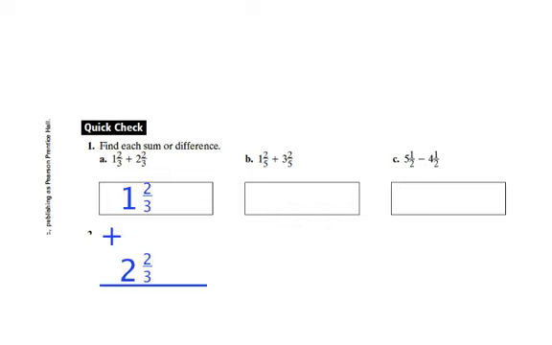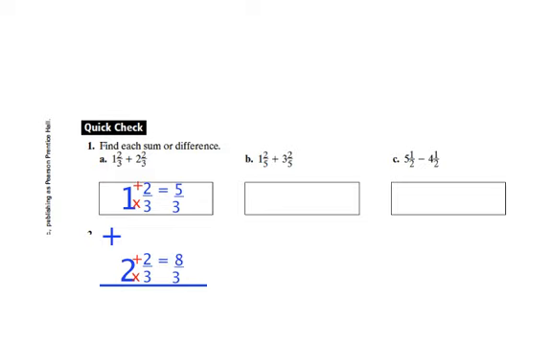1 2/3 plus 2 2/3. Change your mixed numbers into improper fractions. So 1 2/3 would be 3 times 1 plus 2. 3 times 1 is 3 plus 2 is 5. So you end up with 5/3. Now we're ready to change 2 2/3 into an improper fraction. We'll take 3 times 2 plus 2. 3 times 2 is 6, plus 2 is 8. So you end up with 8/3.